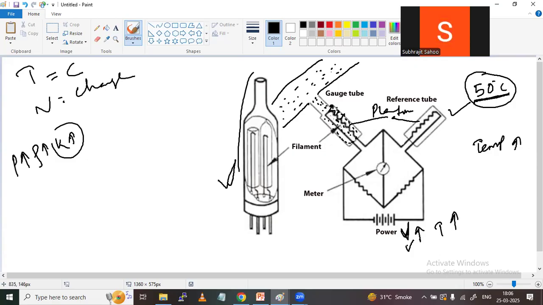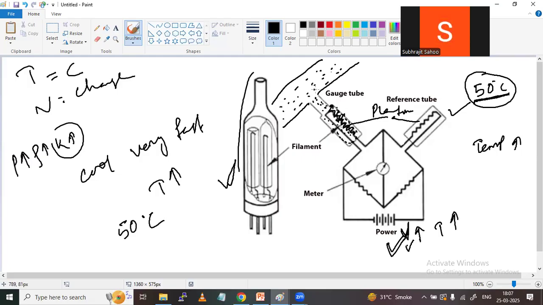This platinum filament will cool very fast. That means the temperature of this filament will be reduced. Okay? If the temperature is reduced, what will I do? I will supply the voltage again, so that the temperature becomes 50 degrees Celsius. Okay? Sir, why does the temperature reduce? Because I connect the circuit to the region or system where pressure has to be measured.